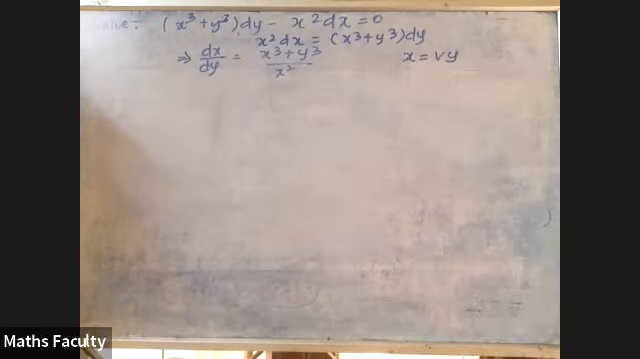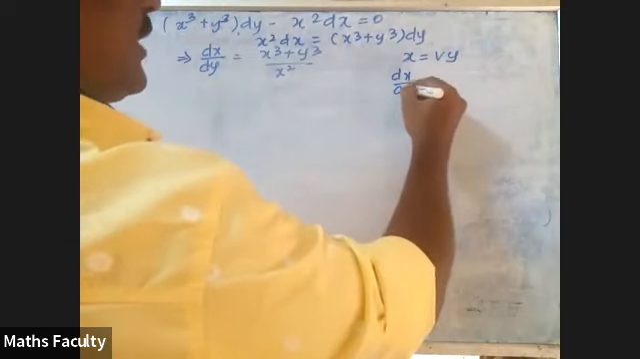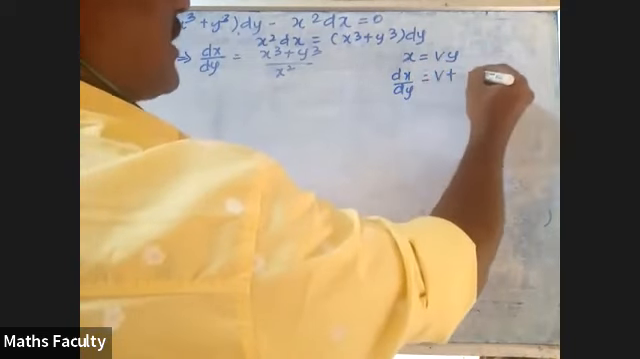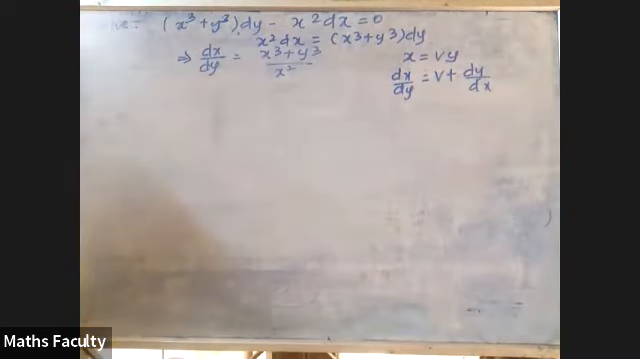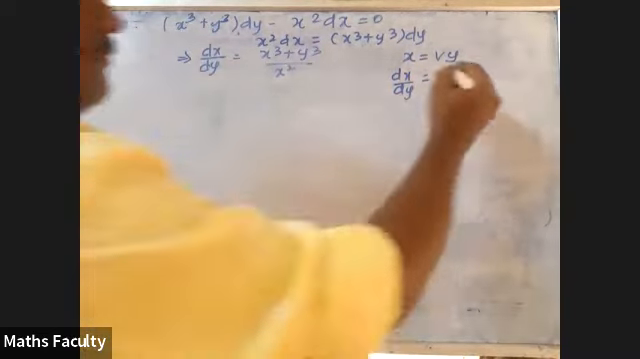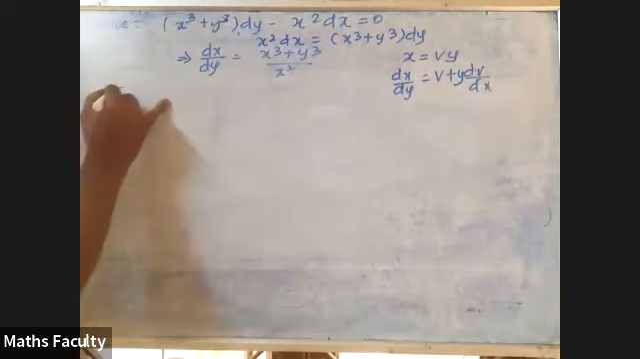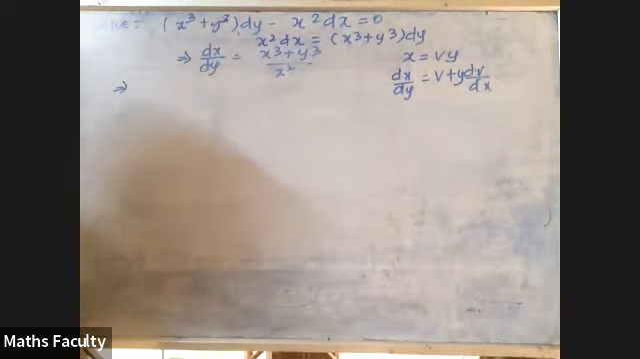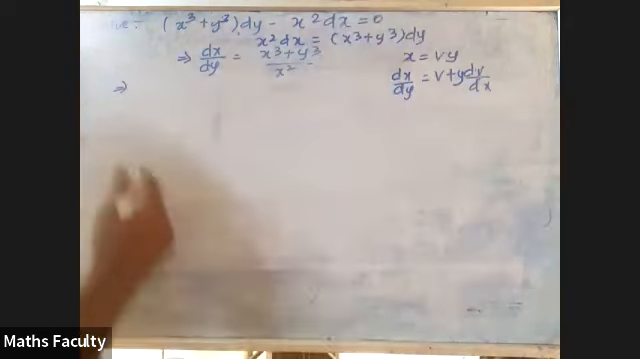Look. x is vy. Now I can write dx by dy is equals to v plus y into dv by dy. Now it has changed like that. Usually I can take that as y is equals to vx. Now next one, dx by dy equals to v plus y dv by dy.